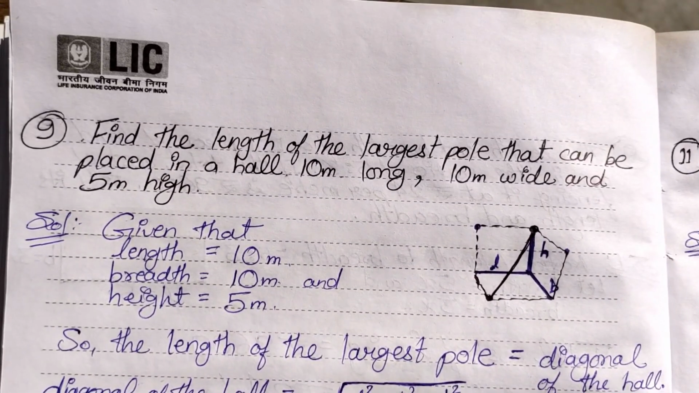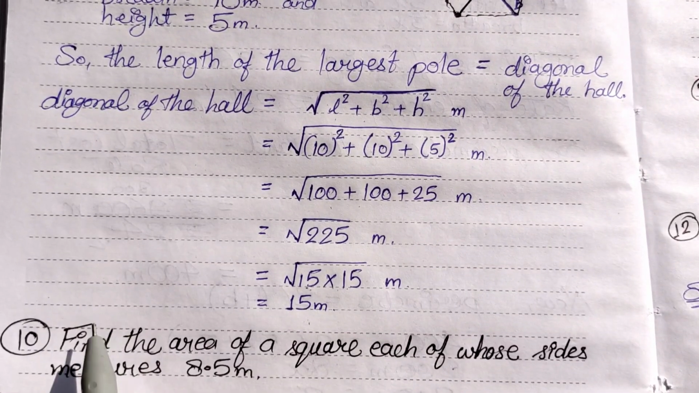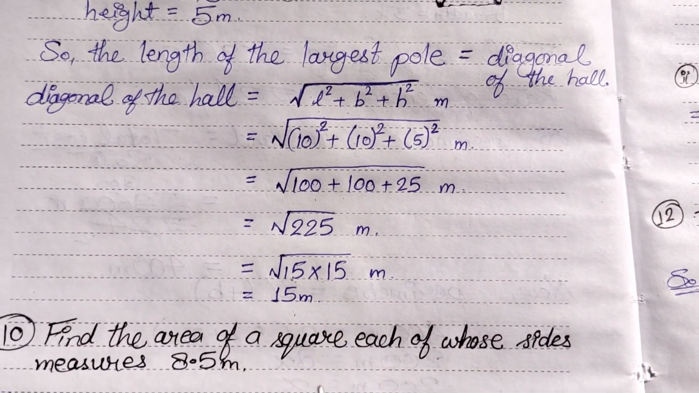So what do we have to find? We have to find the length of the largest pole. So the length of the largest pole is equal to 15 meter.